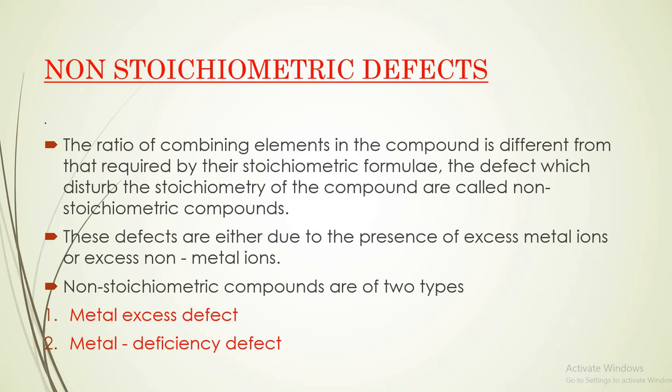Non-stoichiometric compounds are of two types. These defects are basically of two types in non-stoichiometric compounds. First is metal excess defect, second is metal deficiency defect. Let us see them one by one.